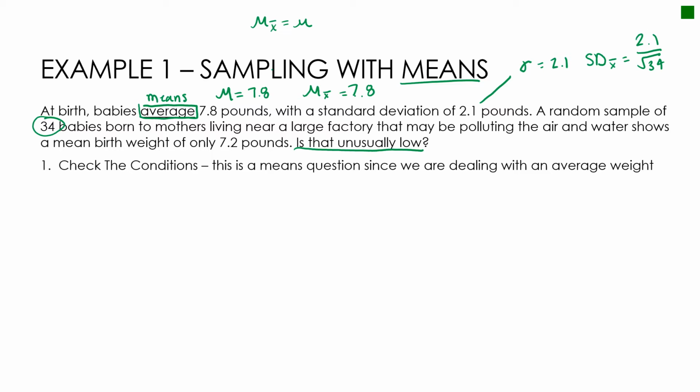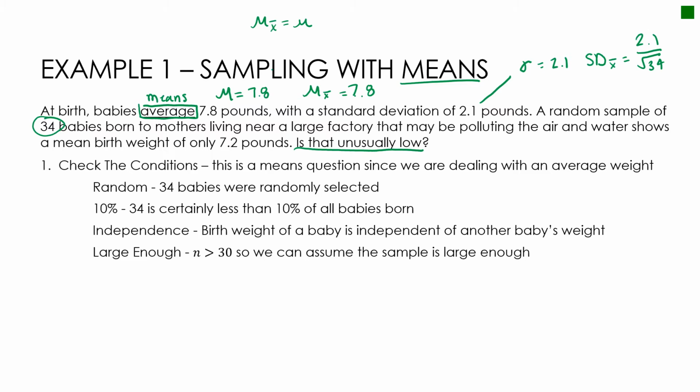I want to check to see that I can use this sample to make a decision about the population of all babies. So here's my conditions, random. Now keep in mind, when I'm checking my conditions, notice I'm not saying random, yes, 10%, yes. When you check a condition, I will be looking at: did you explain it, and did you explain it in a way that I know you understand what that condition means?